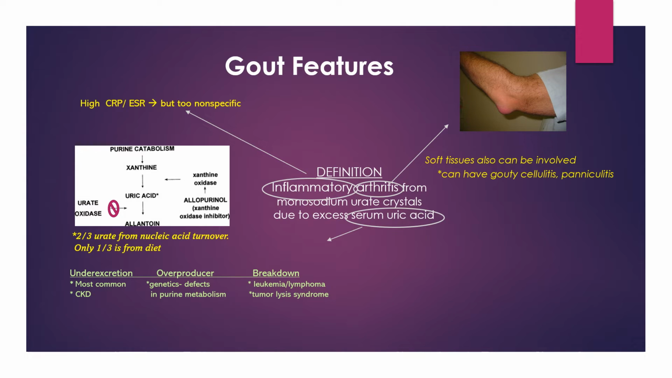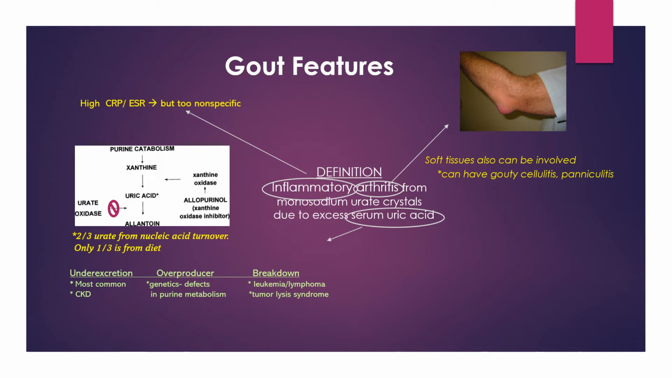So underexcretion of uric acid is the most common cause of having high uric acid levels. People are just underexcreters. And of course, if you have CKD, you have kidney impairment, you're not going to excrete very well. Now, if you're an overproducer, this is oftentimes due to genetics. One may have a defect in purine metabolism, so there's just excess uric acid being produced.